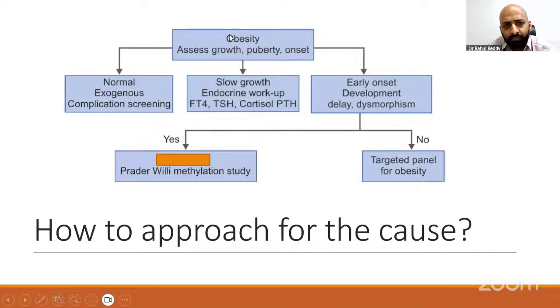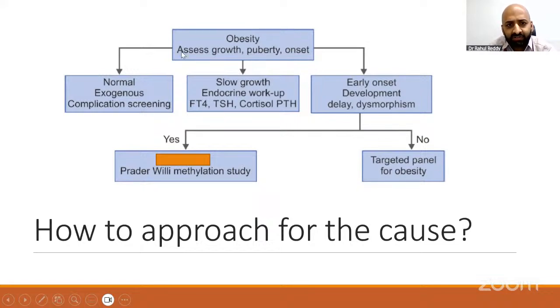Now, when we come to obesity and how to approach for the cause, obese children need to be assessed in terms of their growth, the weight, and the height. So we should look at the puberty, regarding the onset of puberty or delayed puberty, what stage of puberty the child is in, and also when this obesity started. Is it recent onset or is it long-standing obesity?